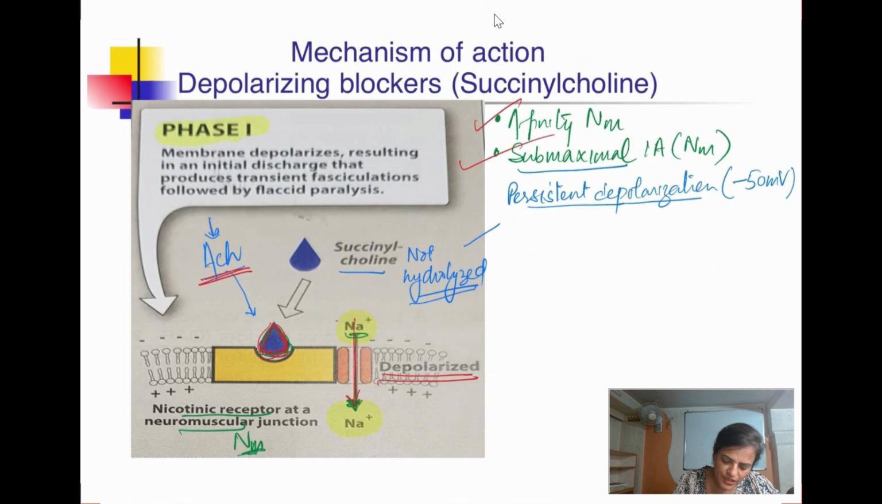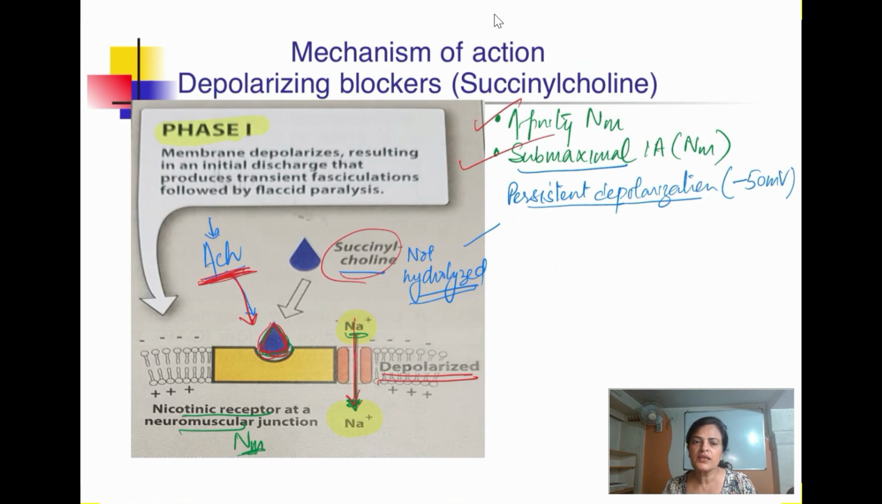Now if acetylcholine comes, it will not bind here because succinylcholine is already sitting there. So acetylcholine will not be able to bind, and succinylcholine, because it is not removed by the acetylcholinesterases, stays bound, so there is no repolarization. If there is no repolarization, remember the membrane is not responsive. If the membrane is not responsive, acetylcholine will not be able to bind. No generation of end plate potential, no generation of muscle action potential, no contraction. That leads to flaccid paralysis.